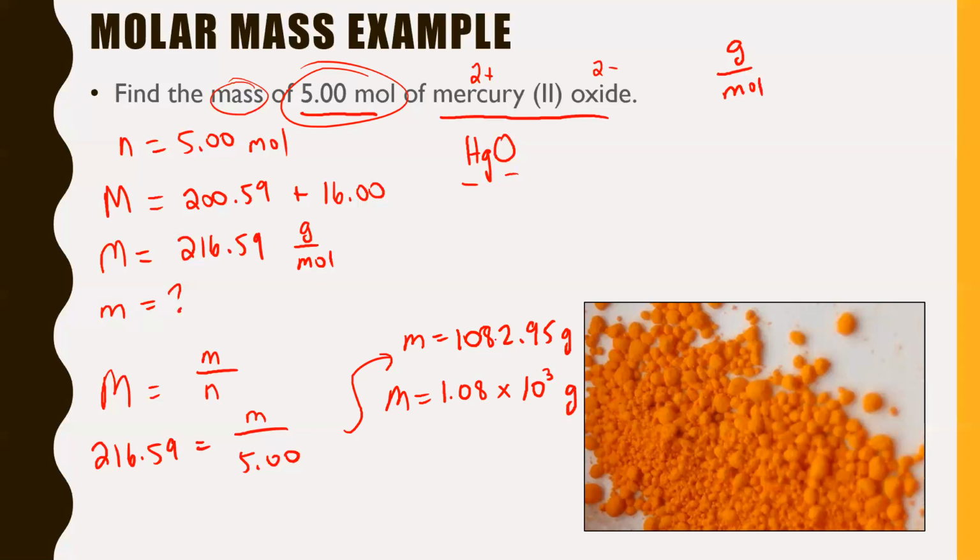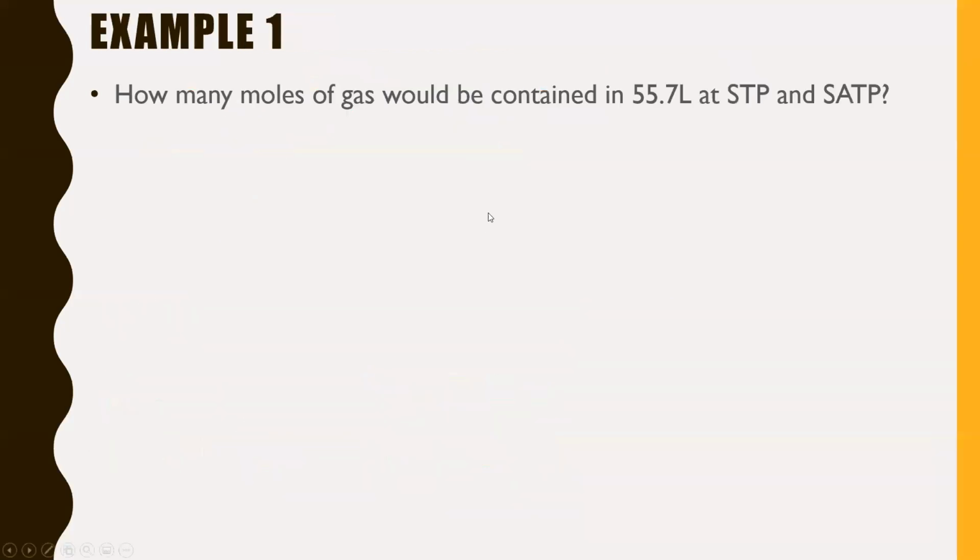However, an alternative is notice that in 1 kilogram, there's 1,000 grams, so you could actually say your mass in this case is 1.08 kilograms. So both of those answers are just fine. Both of them are 3 sig digs. You get your point across one way or another. So bottom line is 5 moles of mercury 2 oxide is going to have a mass of about 1.08 kilograms. Anyway, moving on to molar mass questions.